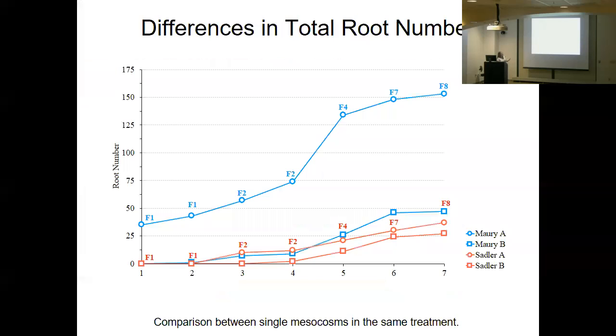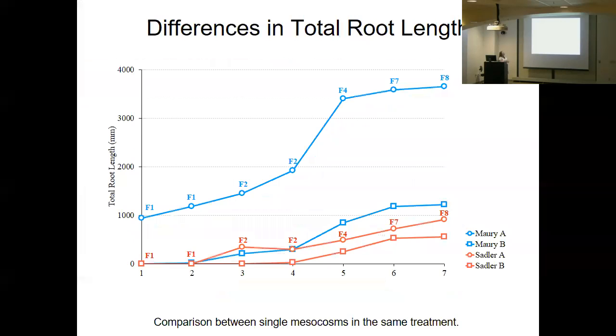So in just the A horizon in the Mori, we're seeing 150 roots for the wheat, whereas in the Sadler A horizon, we're seeing about 30 roots. So that's quite a difference. And that does correspond with differences in root length as well. We're seeing about 4 meters of roots in contact with the viewing tube in the Mori A horizon versus about 1 meter of roots in the A horizon for the Sadler.